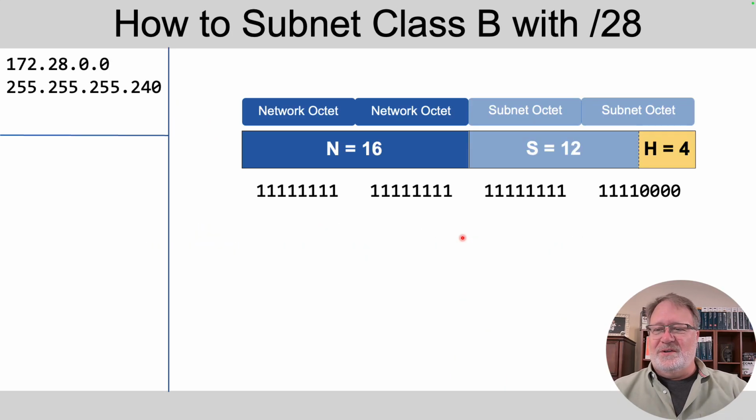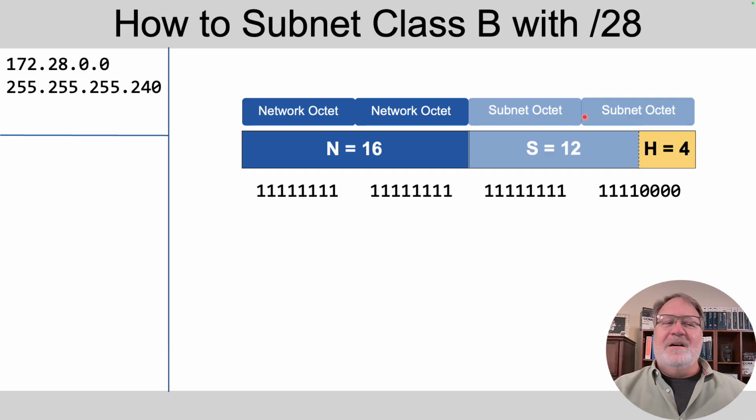So let me walk you through this example. We're going to subnet network 172.28.0.0 with this dotted decimal mask, which matches /28. With that /28, we end up with a 12-bit subnet field. That means all of the third octet subnet bits and the first half of the fourth octet are subnet bits. So for the purposes of this process, both the third and fourth octets will be considered subnet octets. They'll change for each successive subnet ID.